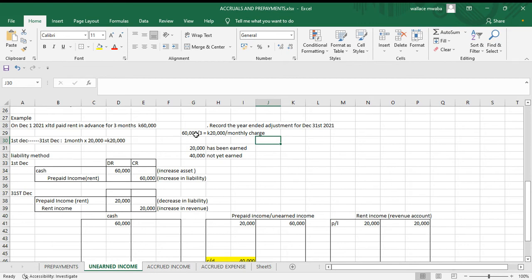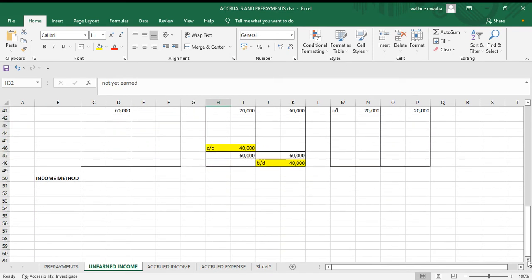So we found our monthly charge. It was 20,000. We found out that 20,000 has been earned, and now 40,000 hasn't been earned. So that's what the income method is going to be about. We're focusing on this 40,000 that hasn't been earned. So the journal entries are going to be like this for the income method. I'm going to start on the 1st of December.